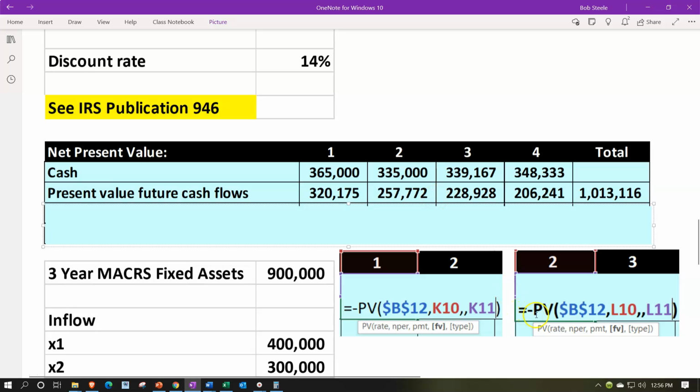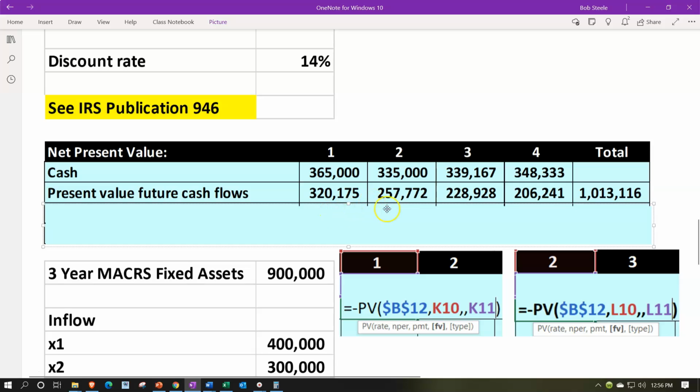Formula is going to be the present value, same rate, 14%. That's the absolute reference. You can see here, comma, number of periods is now 2. You can see that cell changed here by the K to the L, moving to the right, comma, future value would then be the 335, present valuing it back. Year 3, the 339,167, present valued 3 years back with the rate of the 14% would be the 228,928, and year 4, the 348,333, discounted back at the 14% 4 periods is the 206,241.